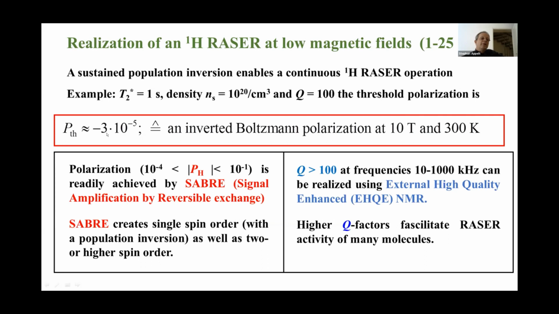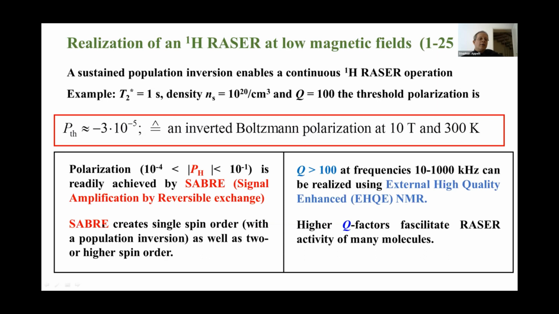And everyone at the conference knows that the SABRE approach can easily supersede this. Basically, from 10 to the -4 to 10 to the -1 for protons, this is standard SABRE. So we are far above the RASER threshold for standard spin samples. If in addition at low field you have a higher Q than 100, then the RASER process is very easy to do, and I will show you in a few minutes. So with high Q values at low field, you can do really every RASER experiment. Higher Q factors facilitate RASER activity of many molecules. If Q is 1,000,000, probably every molecule will raser.